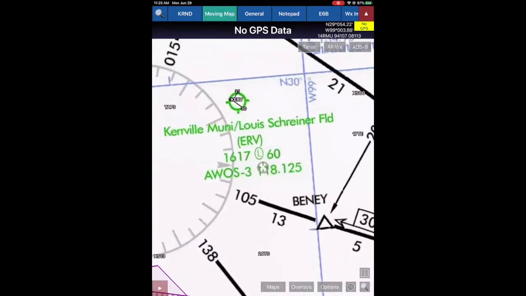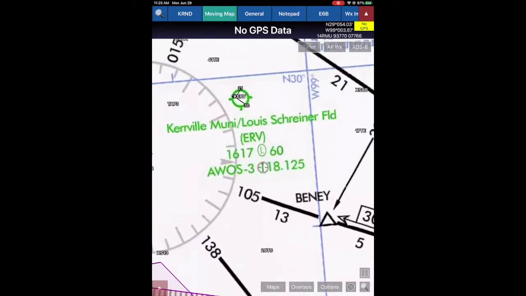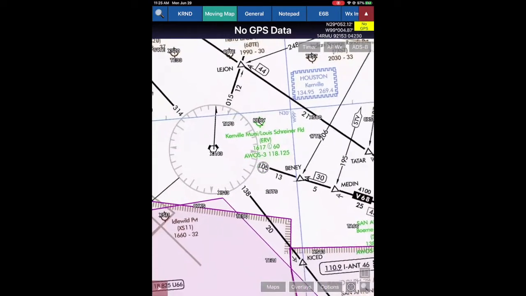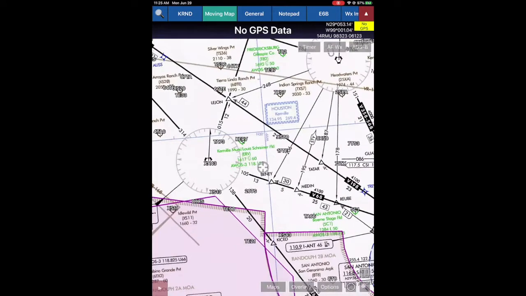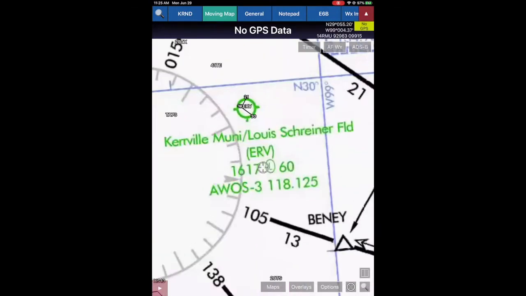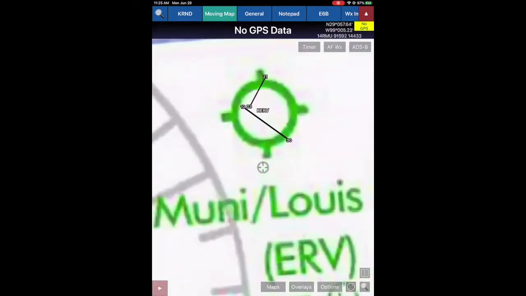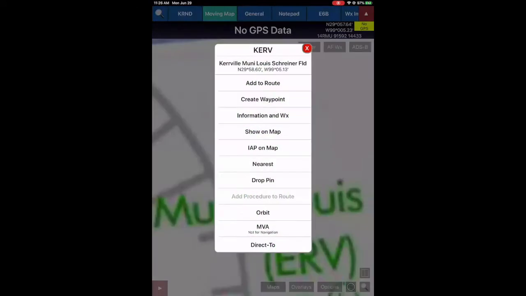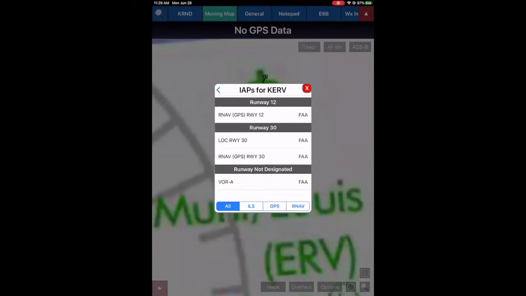If I look at Kerrville Muni, what is that 1617? What is that 60? What do those numbers mean? What types of approaches do they have? Do they have one that I can fly in my T6? And if you don't know this, if I was to click on ERV, so there's KERV, instrument approaches, I can call that up on my moving map and I can see what they have.